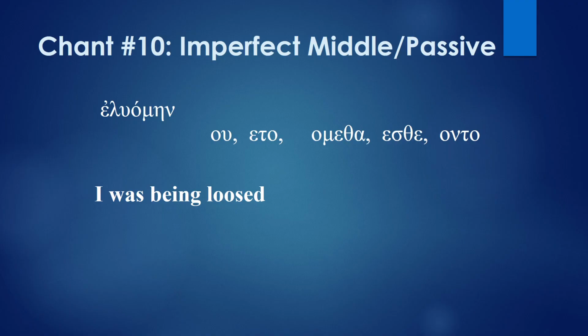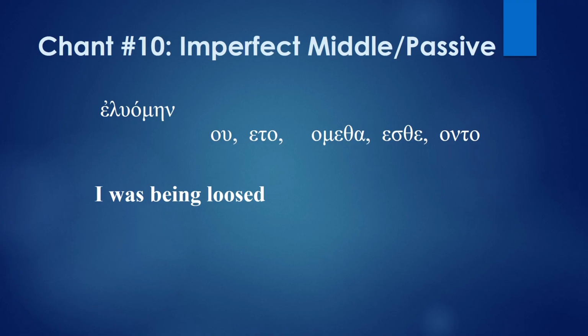Chant number 10, imperfect, middle passive, indicative verb. Base form, first person singular, eluomen. I was being loosed.